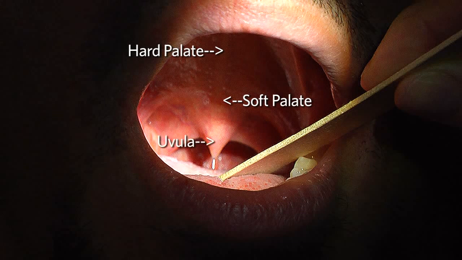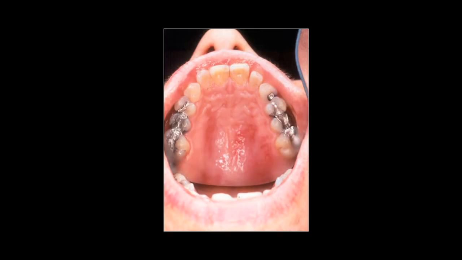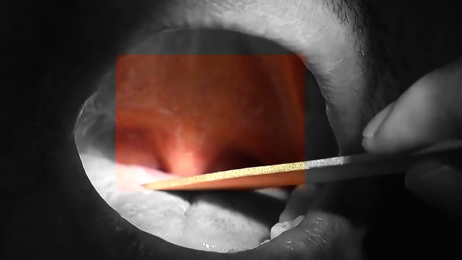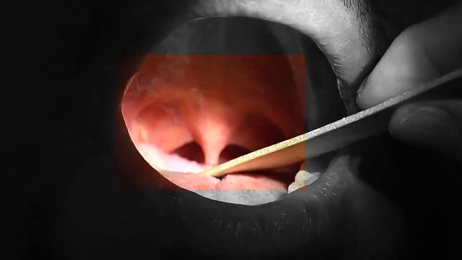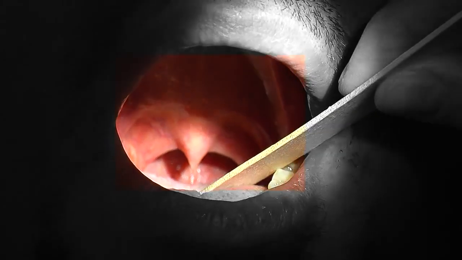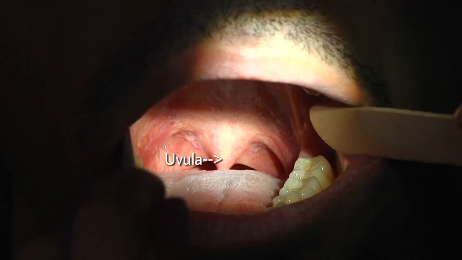The hard and soft palates make up the roof of the mouth. There are often ridges in the hard palate. The soft palate is smooth and moves with respiration, or when you have the patient say ah. At the end of the soft palate, in the midline, is the uvula.